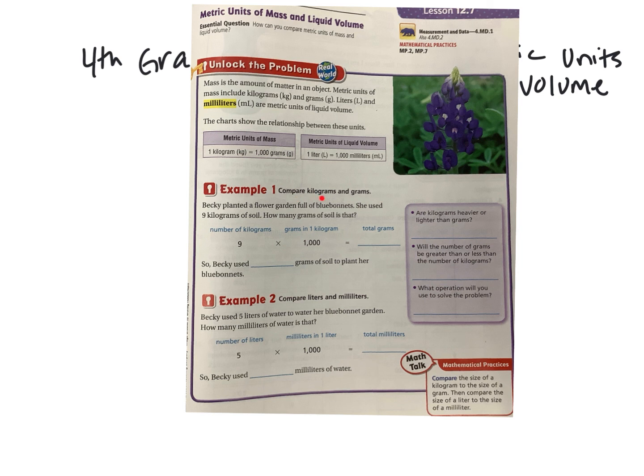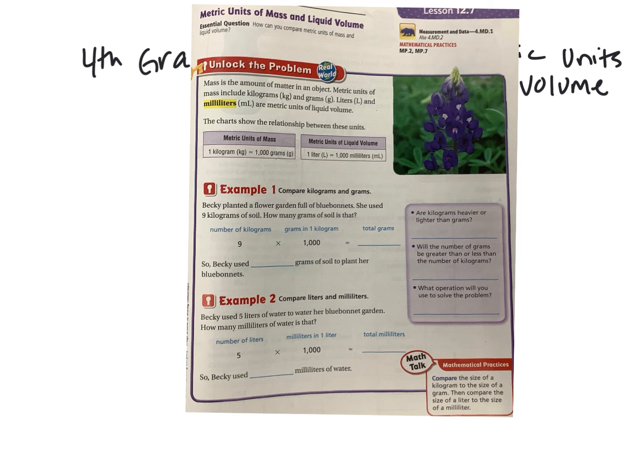Let's compare kilograms to grams. This one first is for mass. Becky planted a flower garden full of bluebonnets. Those are bluebonnets, so pretty. She used 9 kilograms of soil. How many grams of soil is that?